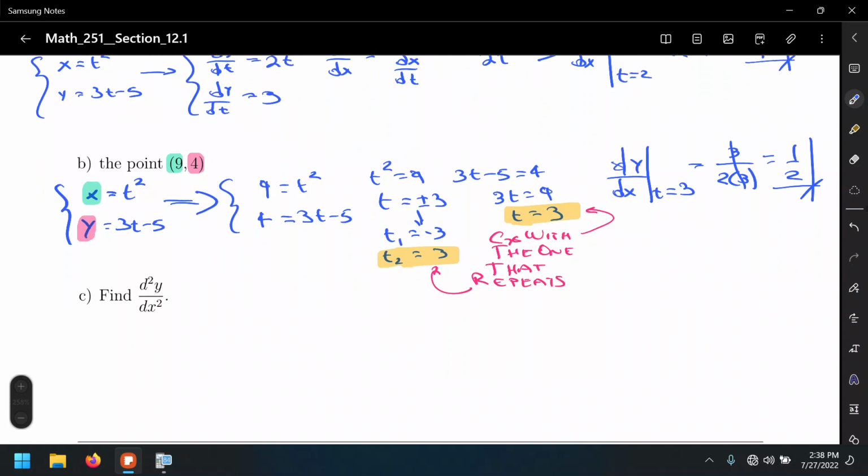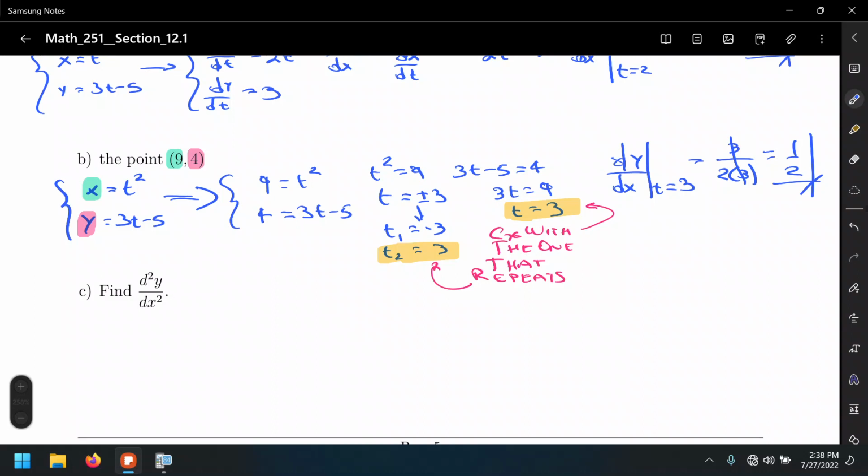Alright, so let's look at letter C to find the second derivative in parametric form. For the second derivative, the formula is a little bit more complex. Let me write it down. That's the derivative with respect to t of the first derivative that we already found, the dy/dx that we found in part A, and then divide the whole thing by the derivative of the x equation with respect to t.